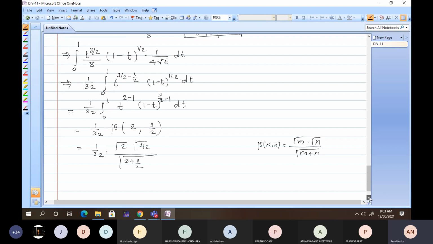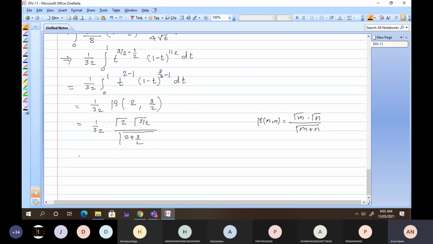Now find out this value. So 1 divided by 32 as it is. I make a bracket. What is gamma of 2? It is 1 factorial, which is 1. Gamma of 3 by 2 is root pi by 2. Very good. And what is that addition? It is 7 divided by 2. Am I correct?